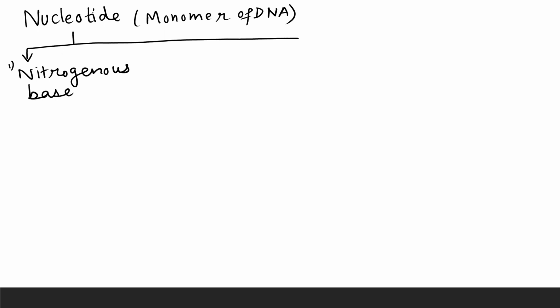If we need to make a nucleotide, first thing what we need is a nitrogenous base. Now what is a nitrogenous base? Nitrogenous base is an organic compound. These are organic compounds which are made up of carbon chains. Definitely you know this. If it is an organic compound, it is made up of a carbon chain. So further, nitrogenous base is of two types, right?